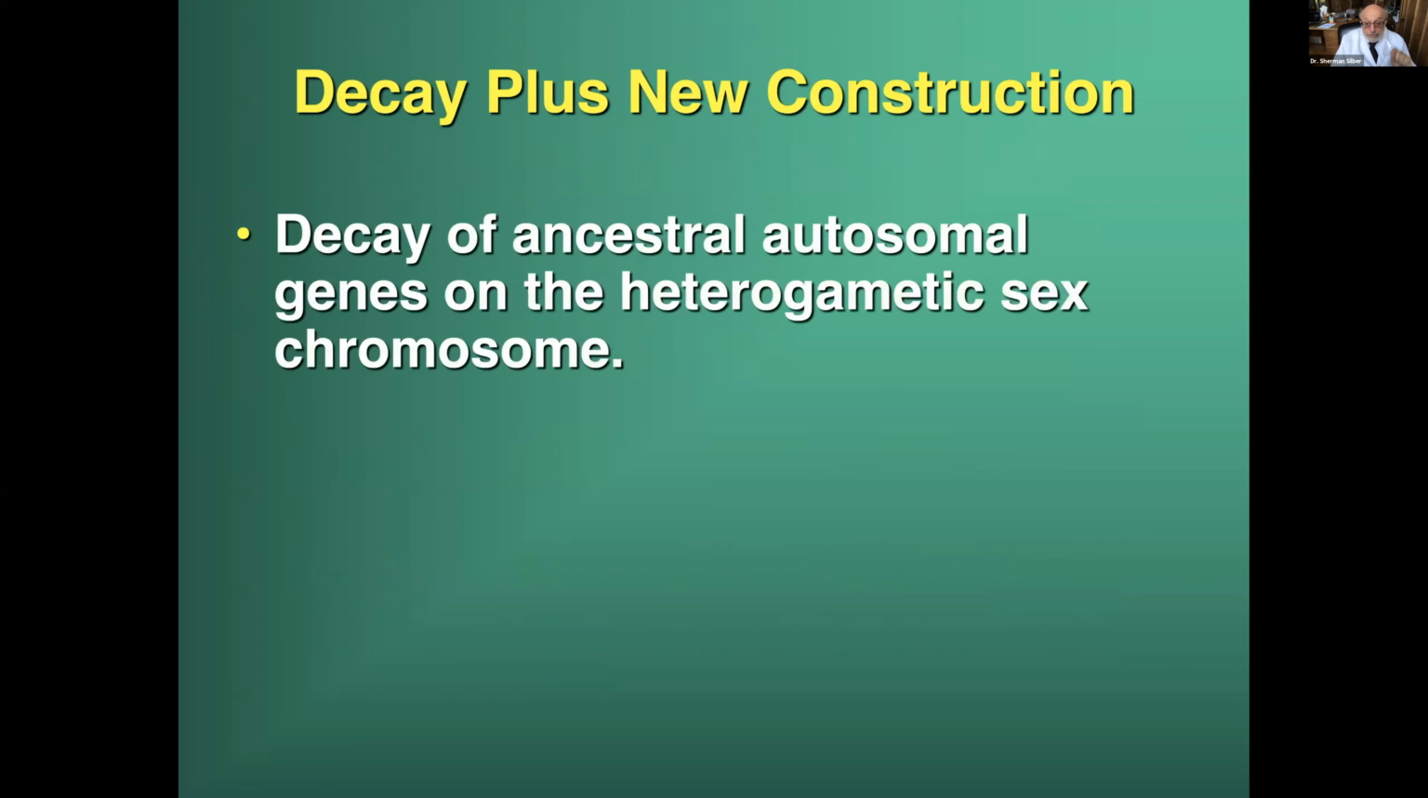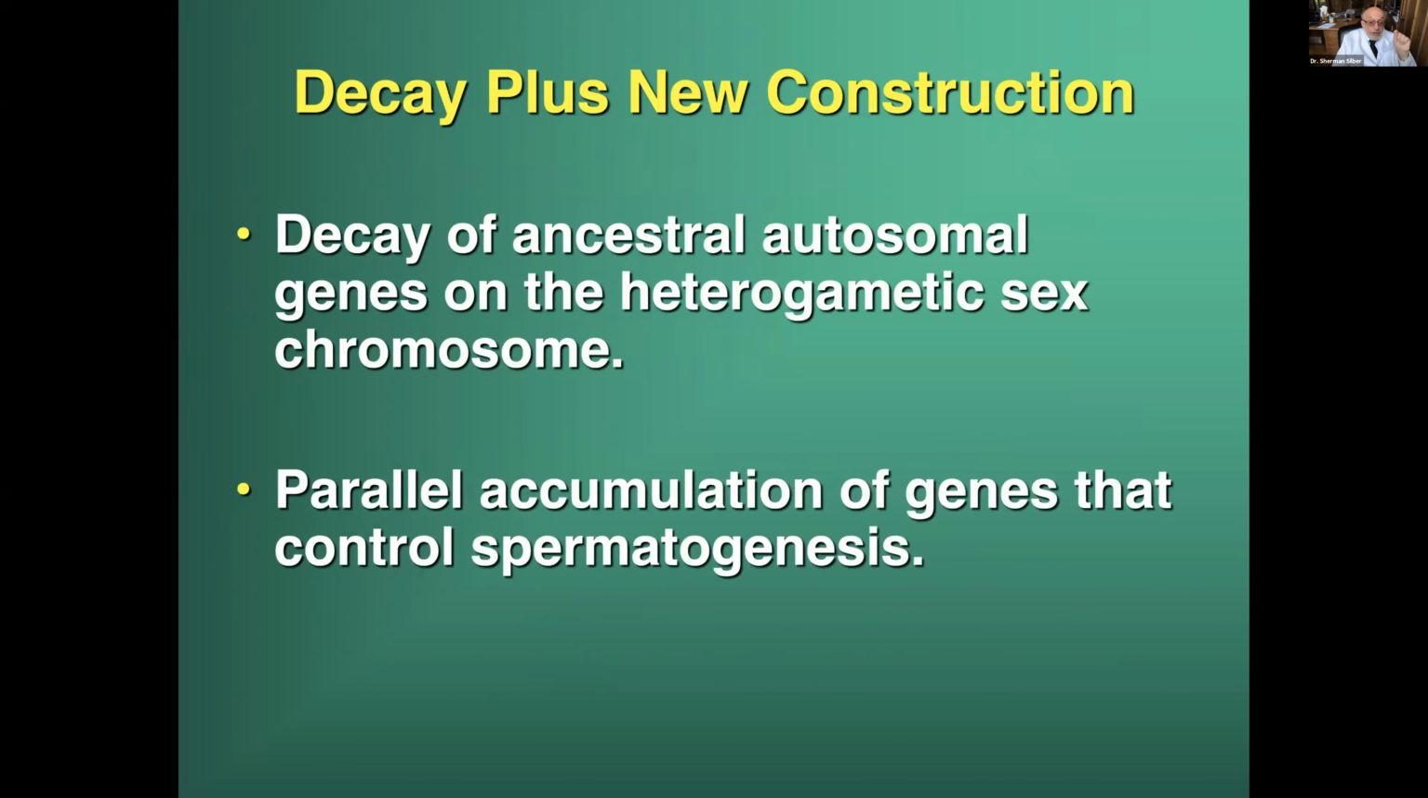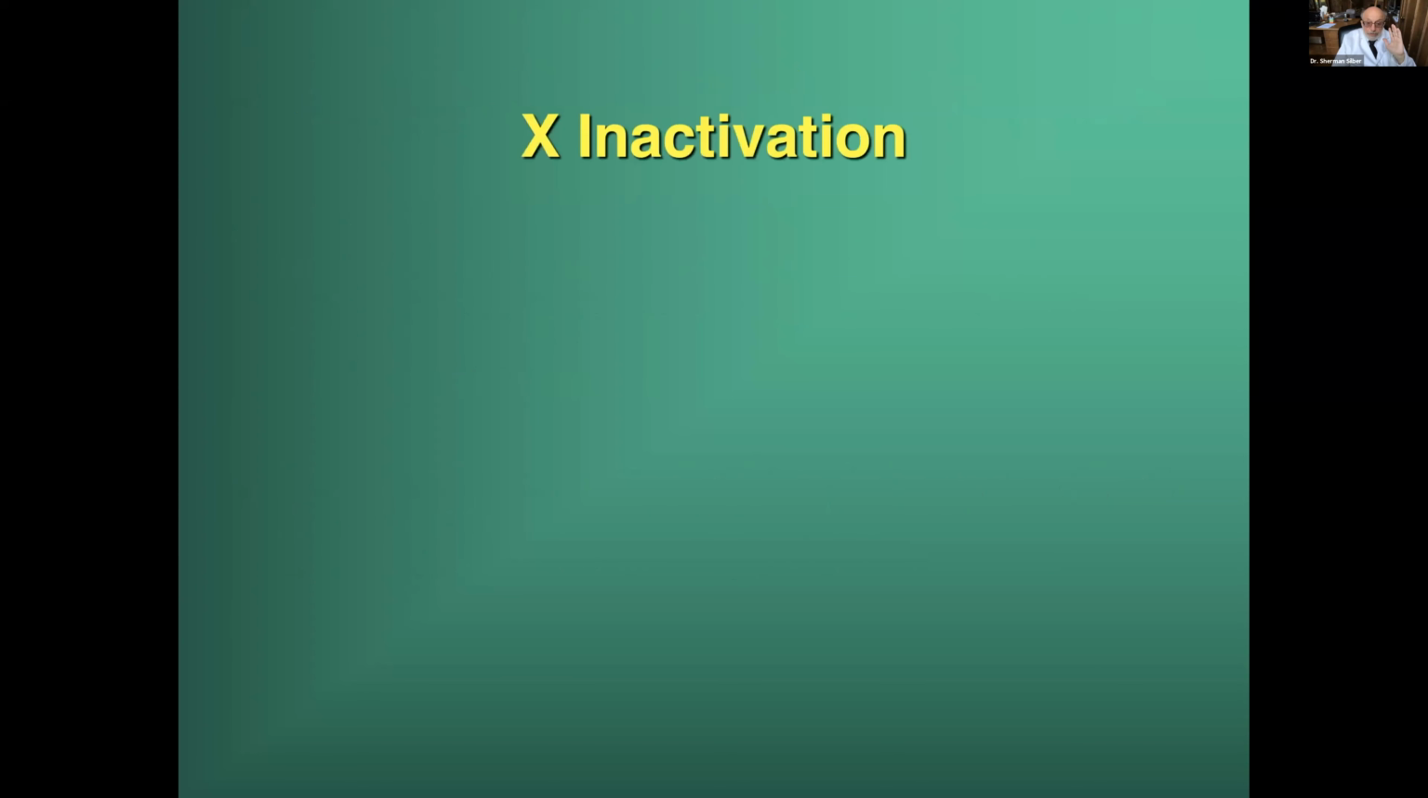has a DAS homolog. So we have decay of ancestral autosomal genes on the heterogametic sex chromosome and parallel accumulation of genes that control spermatogenesis. Because, as Jenny said, the Y would have completely disappeared, except that we have this accumulation of genes from all over the genome that controls spermatogenesis.